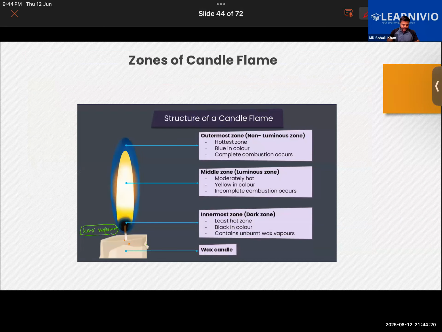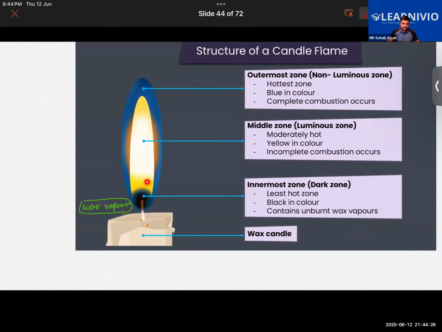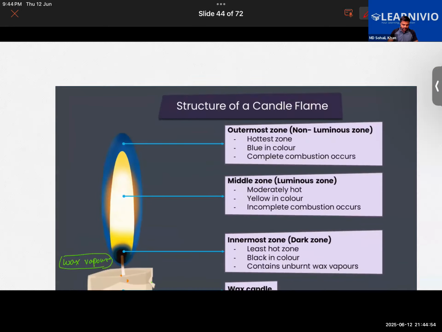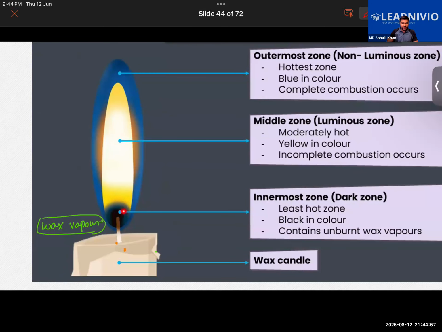Please, all of you, try to memorize this picture in your mind. See, this is the innermost zone that is dark in color. The middle zone that is yellow in color is also called the luminous zone. And the outermost zone is very thin, by the way. If you burn a candle and observe the outermost zone, it is very thin. It does not give out so much light. It's a non-luminous zone. So in one of the activities, we showed that the innermost zone contains unburnt wax vapor.